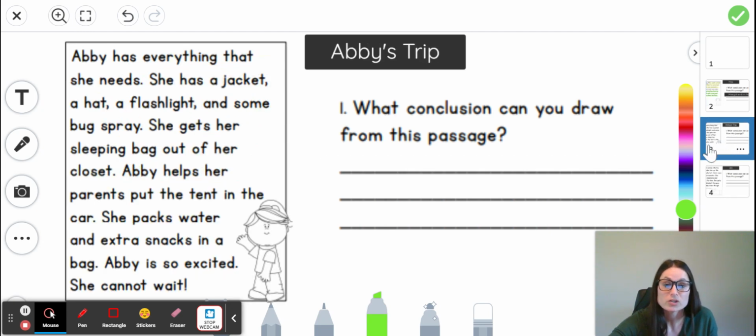One of the stories that you're going to read is called Abby's Trip. You need to read the story and then you need to draw a conclusion based on clues that you have read in the story. So draw a conclusion about where Abby is going. What is she going to do? Then you need to highlight 2 clues from the story that helped you to draw your conclusion.